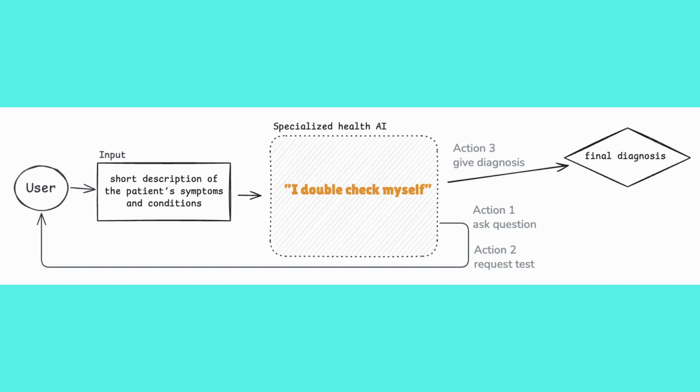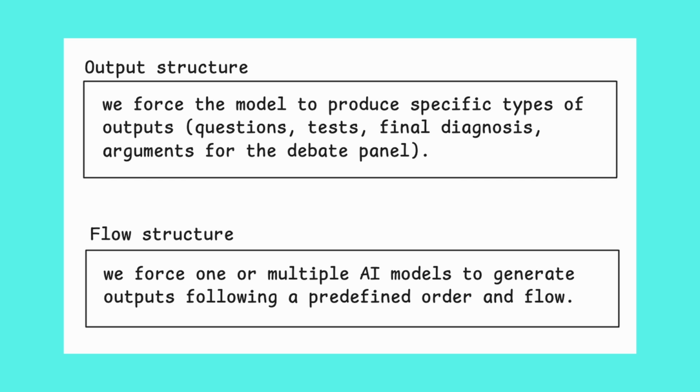Second, the system has an explicit mechanism for double-checking and making sure decisions are high quality on important metrics. Essentially, it comes down to two layers of structuredness imposed on the AI model throughout the system: the structure of the output format and the structure of the AI's flow of reasoning. For output structure, we force the model to produce specific types of outputs. For example, follow-up questions, requests for tests, final diagnosis. For flow structure, we force one or multiple AI models to generate outputs following a predefined order and flow.